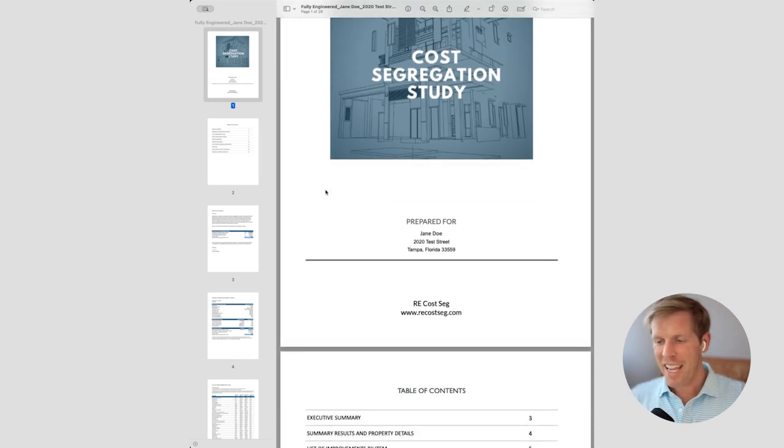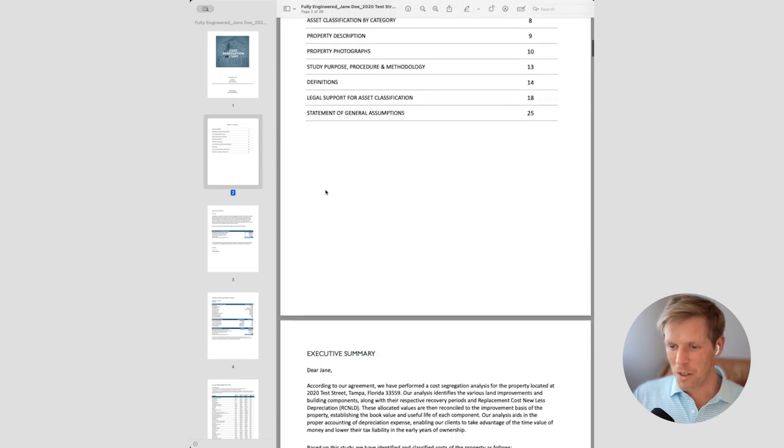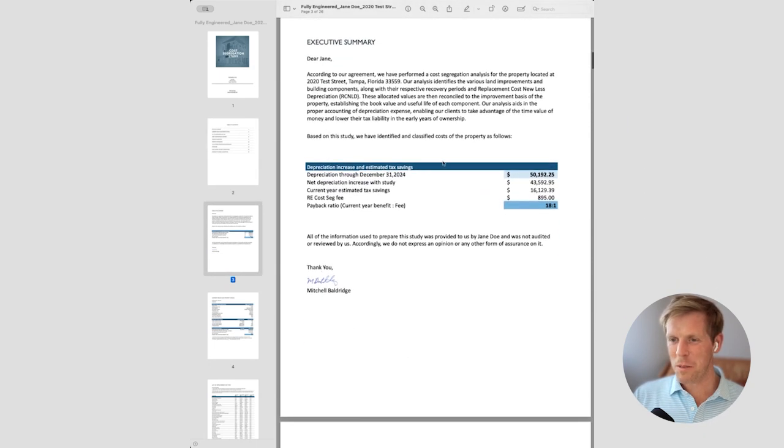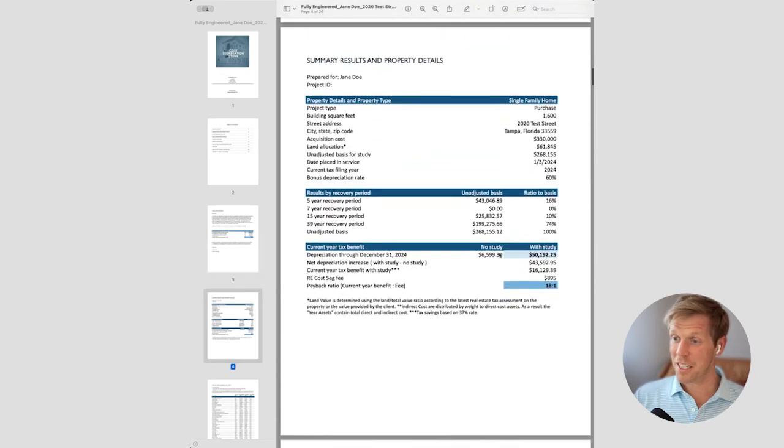We've got the summary results, and ultimately, this was a smaller property. This is one of our rapid reports. We did this for $900. We found $50,000 of depreciation. They got an 18-to-1 payback ratio. This is a good deal.